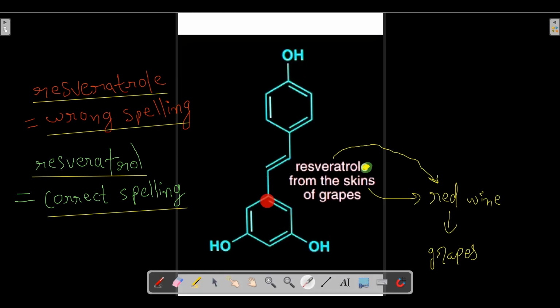This is the structure. One benzene ring is over here, with two OH groups like this. This is the aromatic ring. Then this is the trans configuration, right? Because over here there will be one hydrogen, and over here also there will be one hydrogen, so you can count the valency. This is the trans configuration over here. And then one more benzene ring is there, with an OH group attached. This is the structure of resveratrol.